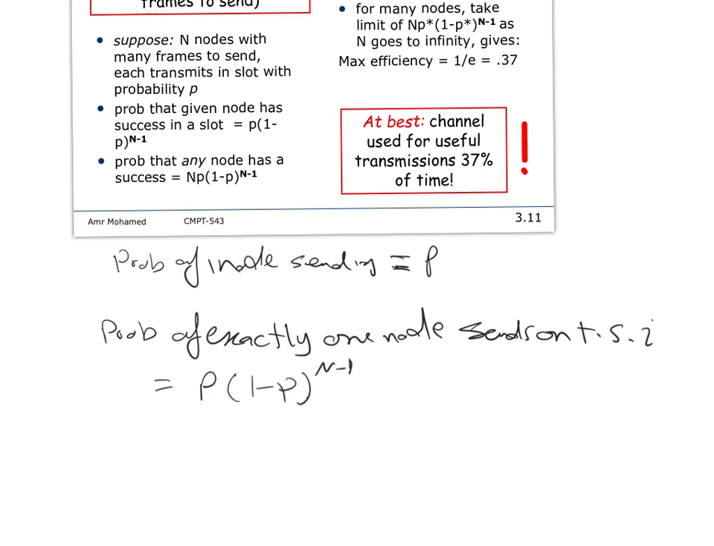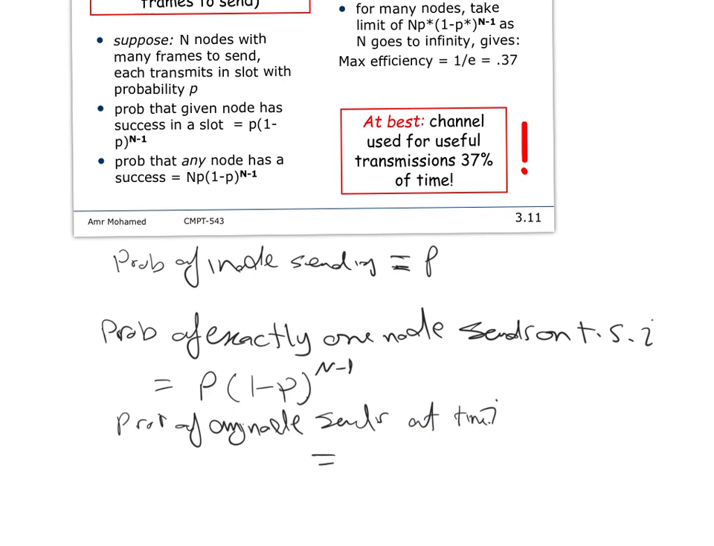So if I have n nodes, exactly one node is sending and all the others are not transmitting. Okay, so what is the probability of any node, just one node, sending at time slot i?